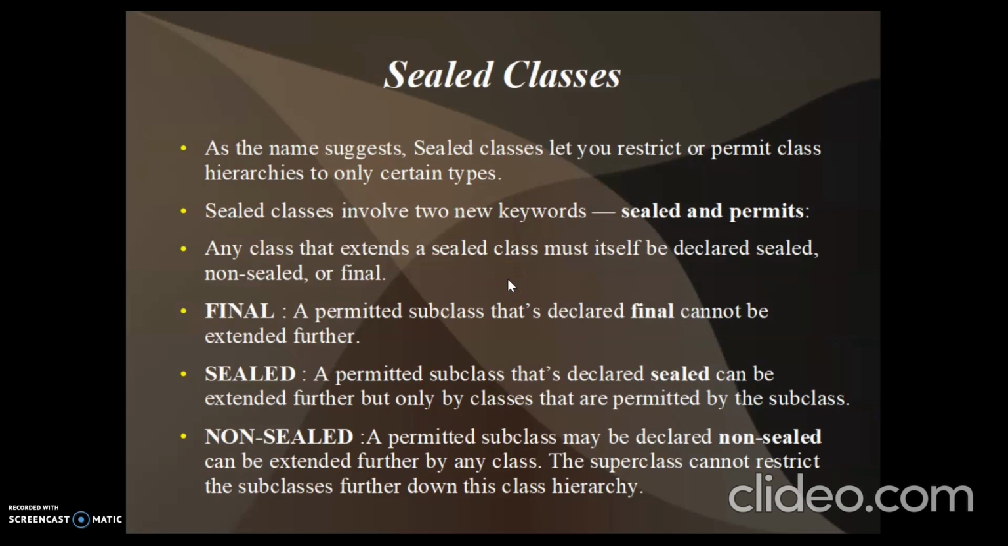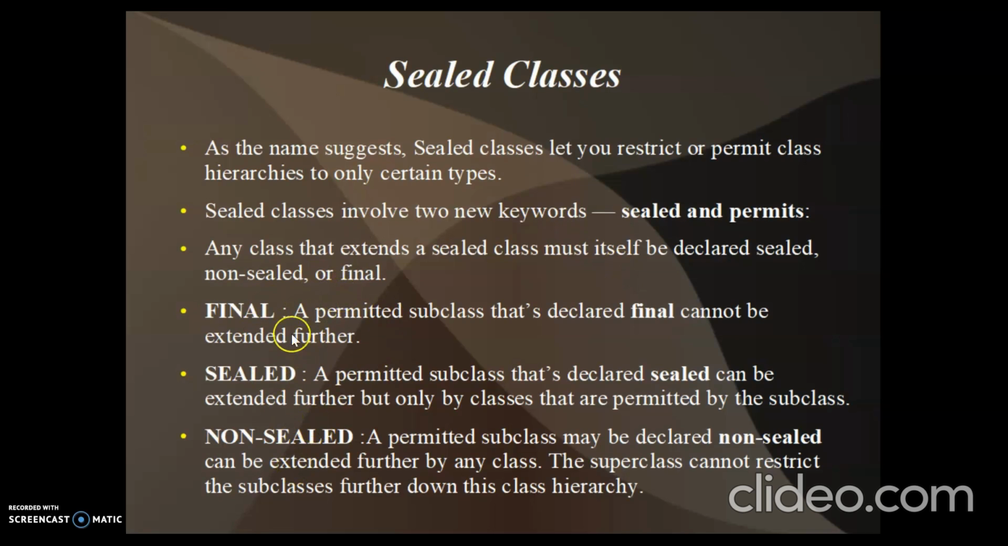So this version introduced the concept of sealed classes. As you all know, Java is an object-oriented language, and inheritance is one of the main features of this programming language. So sealed classes give a superclass the authority to permit which subclasses can extend it. When you use sealed, you have to use permits. Any class that extends a sealed class must itself be declared sealed, non-sealed, or final.